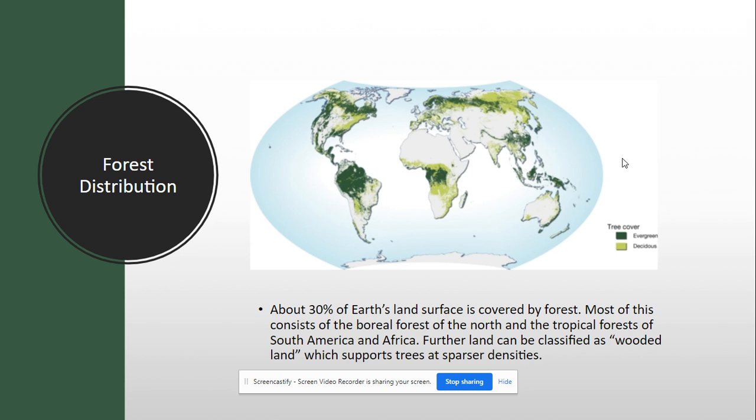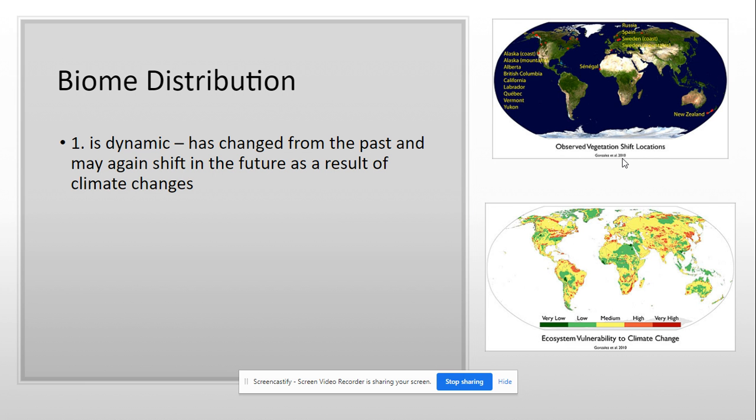It's important to note that at least 30% of Earth's land surface is covered by forest type ecosystems. And remember that biome distribution is dynamic, right? It has changed from the past and it continues to change now as a result of climate change. So we need to be aware of what biomes are most susceptible to that change and how they might change in the future.